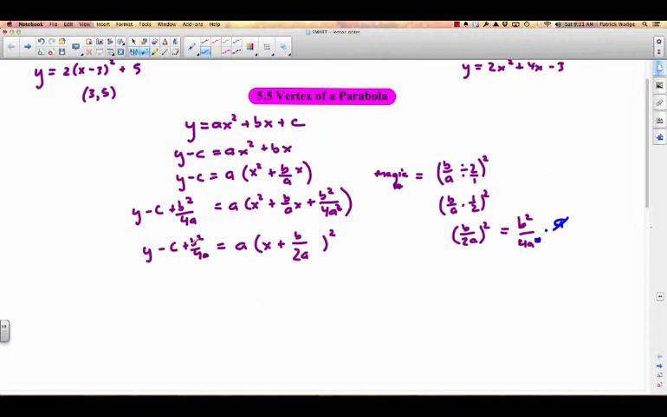4a. And then the last thing to do is to move the constant over to the other side. All of this is your constant. You got to move all that over. So what you'd be left with is y equals a times x plus b over 2a, squared, and then you're going to bring the c over, so you'd have plus c, and then minus b squared over 4a. Okay, why do we do all this?